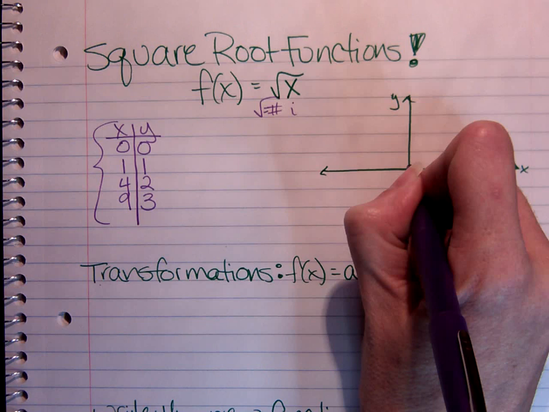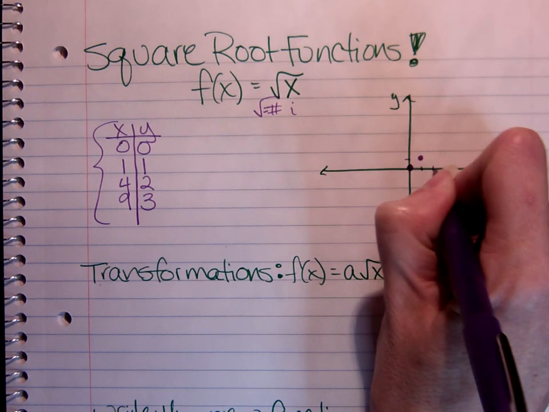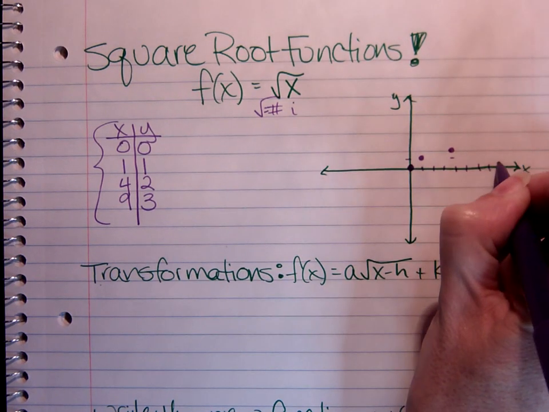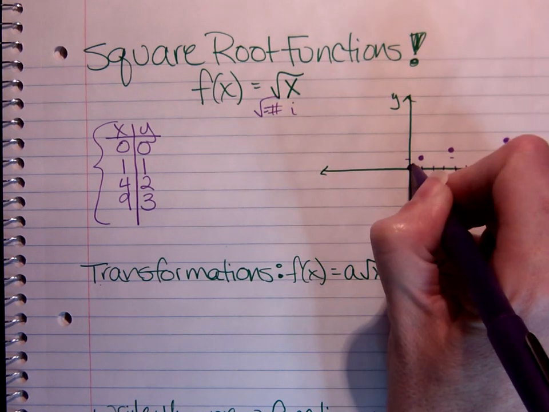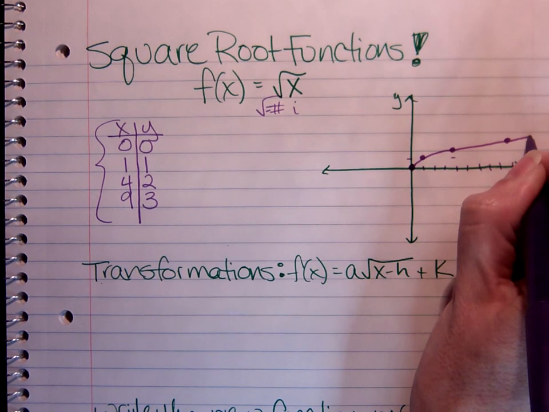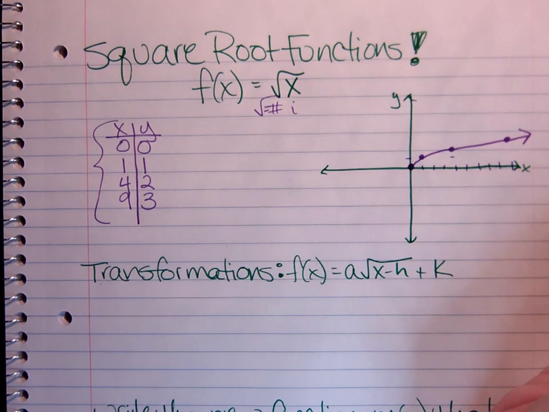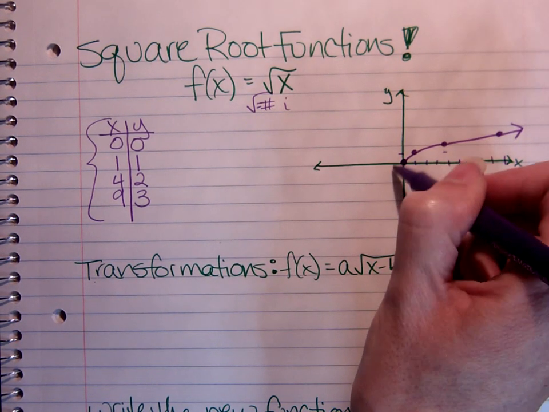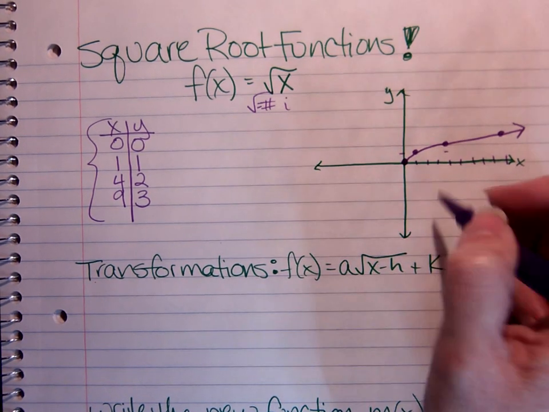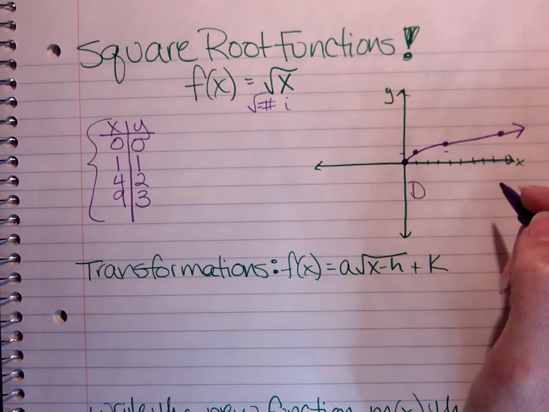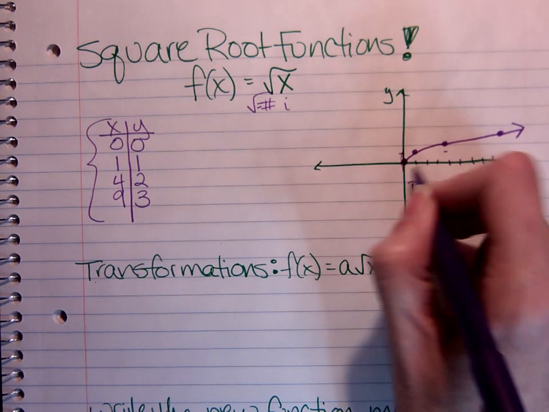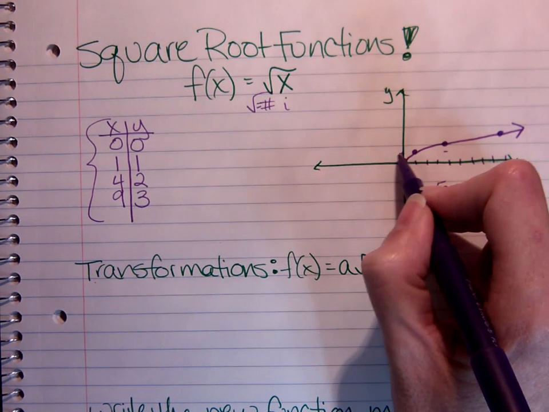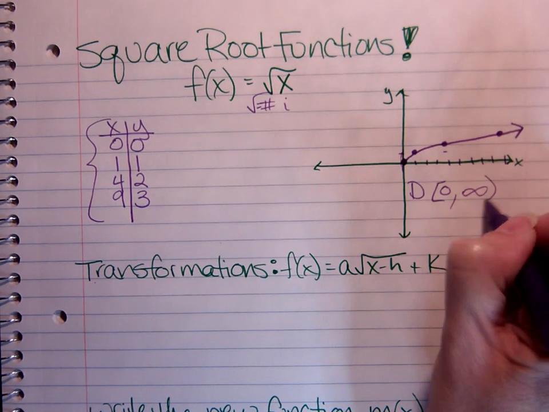So I'm at 0, 0, 1, 1, 2, 3, 4, 2, 5, 6, 7, 8, 9, 3. And when we connect them, we could keep going to the right, the positive x direction, but if we go backwards, we're in negatives, and those are imaginary numbers, so it has to stop right there. So for the first time, the domain of our function is not all real numbers. Our domain, on the leftmost point, starts at 0, and as we travel to the right, it continues to infinity.